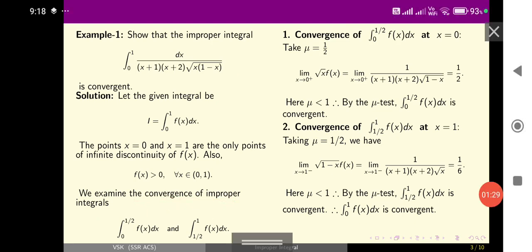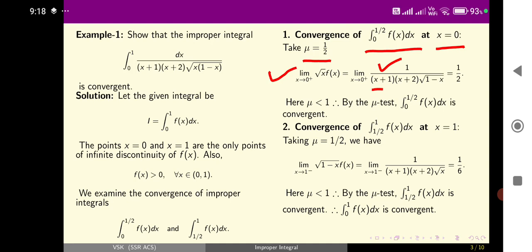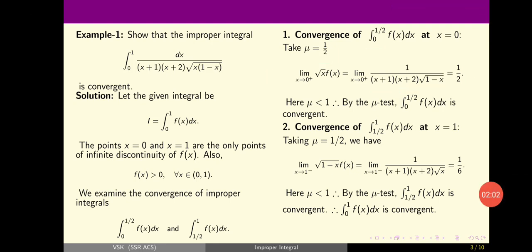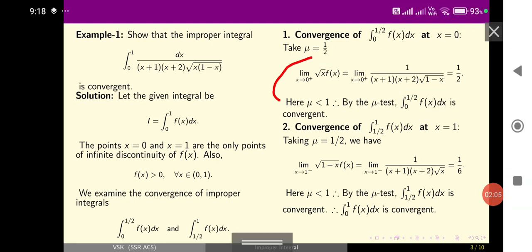So let us check the convergence of the integral from 0 to 1 by 2 of f(x) dx at x is equal to 0. For this, we take mu is equal to 1 by 2 and we find the limit as x tends to 0 plus of under root x into f(x). And we get the limit as x tends to 0 of 1 upon (x plus 1)(x plus 2) under root 1 minus x. And when we put x is equal to 0 here, we get the value 1 by 2, which is a finite non-zero quantity. Now here mu is less than 1 because mu is 1 by 2. So by mu test, we conclude that the integral from 0 to 1 by 2 of f(x) dx is convergent.